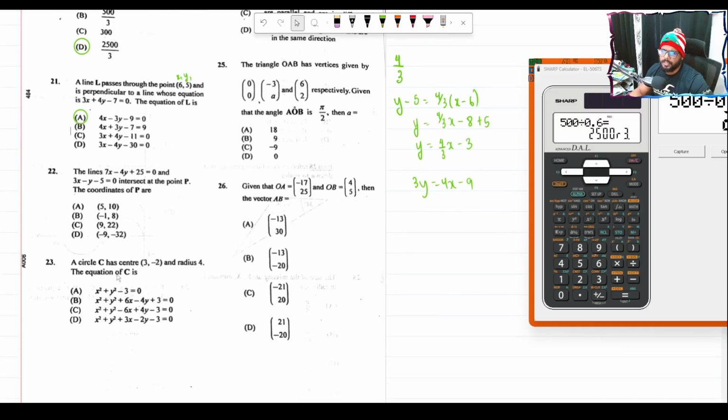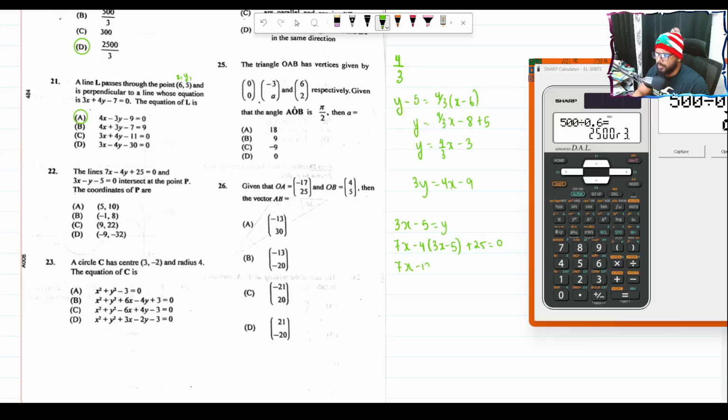The lines intersect at the point P. The coordinates of P are, again, this is another case where you could substitute all of these points into each equation, but the easier thing to do is just go ahead and solve them simultaneously. I can look at the second equation, move the y to the other side, and I'm going to get 3x take away 5 is equal to y. Looking at the first equation, 7x take away 4y plus 25 is equal to 0, and based on that I now have y is 3x minus 5.